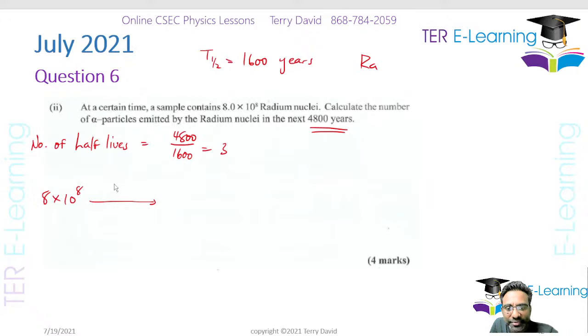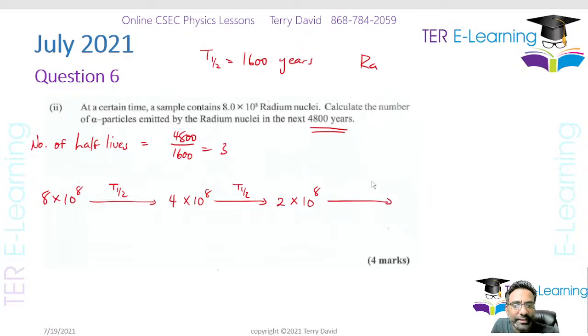After 1 half-life, you're going to have half of that amount, which is 4 by 10 to the 8. Then we're going through a second half-life, so we divide that 4 by 10 to the 8 by 2. So you're going to get 2 by 10 to the 8. Then we're going through our next half-life again. And what we're going to end up with here is 1 by 10 to the 8.